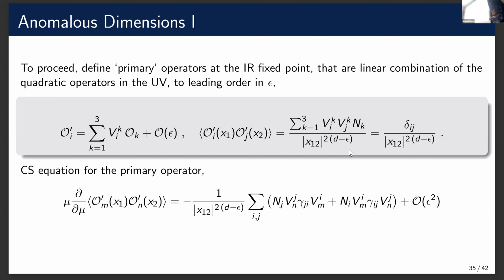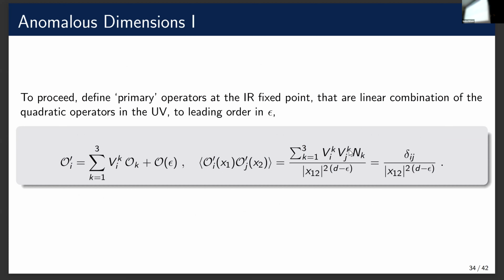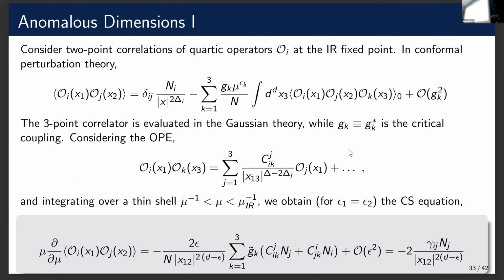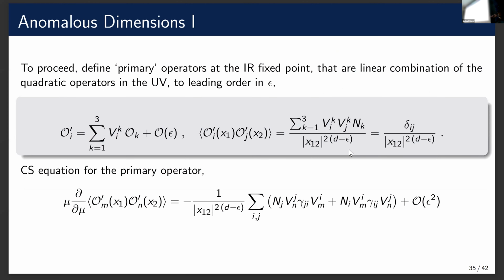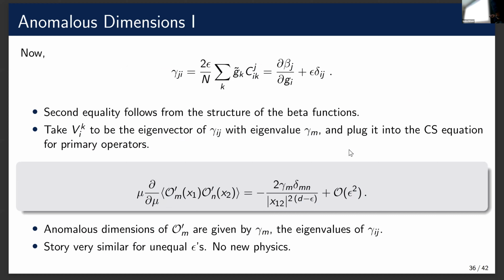And their Callan-Symanzik equation can be derived from using the Callan-Symanzik equation of the operators in the Gaussian theory. And essentially, what we can find is that the anomalous dimension matrix for these operators has a simple form in terms of known quantities. So you know what these objects are. These are the OPE coefficients. You know what these are. These are the coupling constants. And the second equation actually follows from the beta functions themselves. So the beta functions have this sort of a structure.